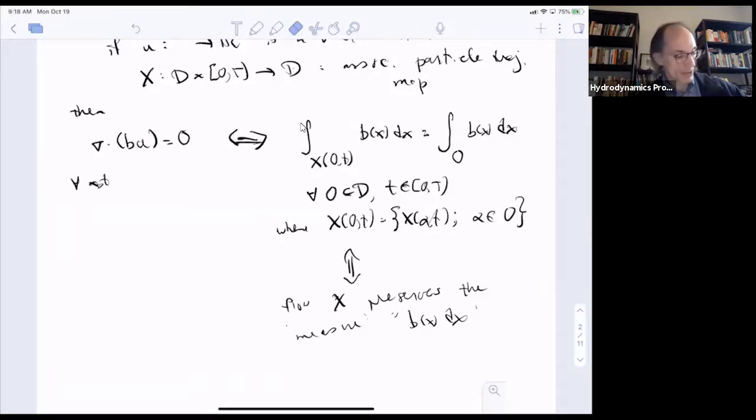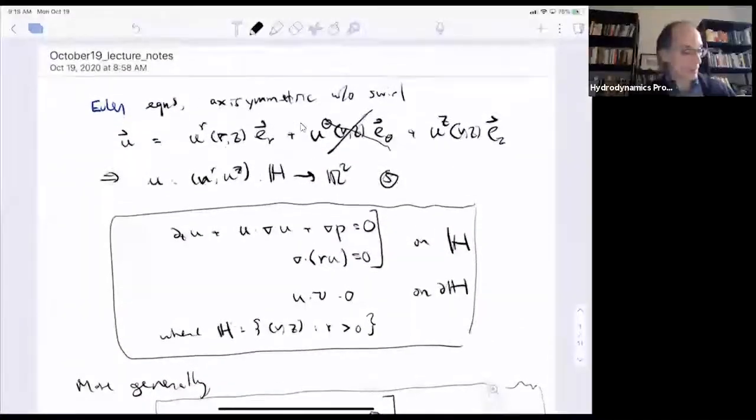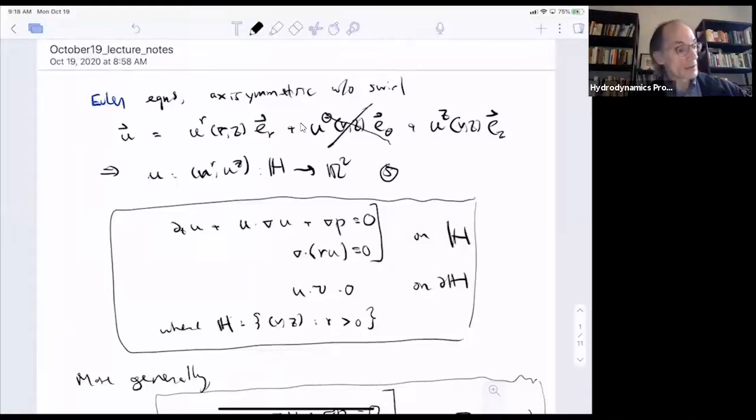Okay, so for example, if we look back up here, this is totally natural because, well, we know that this is a reduction to a new coordinate system of the 3D Euler.